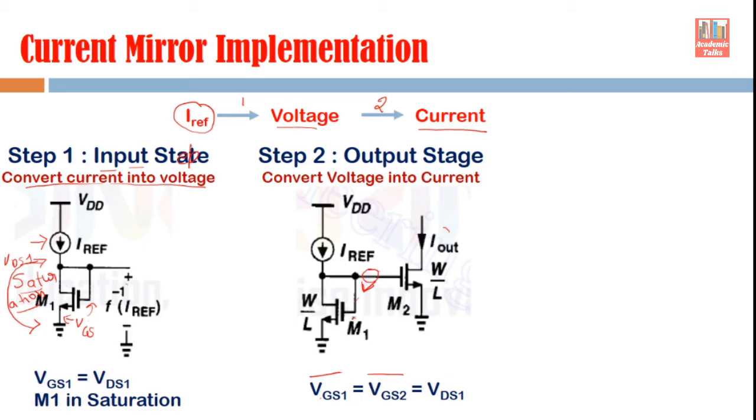And remember one more thing, that the gate source voltage of the first transistor is equal to the drain source voltage of this transistor, right. So this is the drain source voltage. So the drain source voltage is also coming here. So the gate source voltage of the two transistors is the same, and the gate source voltage is equal to the drain source voltage of the first transistor. So this is the important conclusion from this figure.